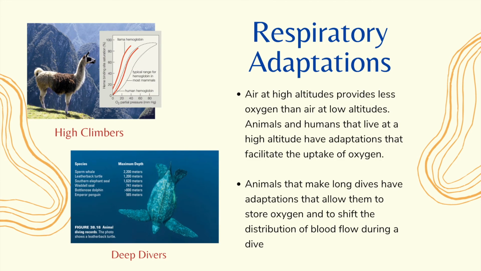Let us now describe some adaptations that facilitate respiratory function in a low oxygen environment. Air at high altitudes provides less oxygen than air at low altitudes. Decreased air pressure means that less oxygen is available for breathing. Animals and humans that live at a high altitude have adaptations that facilitate the uptake of oxygen. One example is the llamas that live at a high altitude, which have hemoglobin that is unusually good at binding oxygen when the oxygen concentration is low.